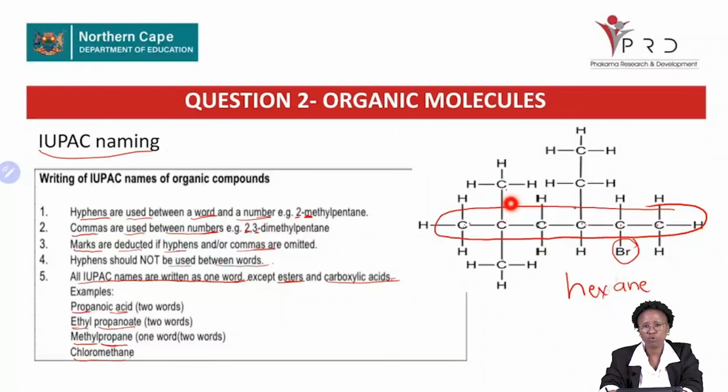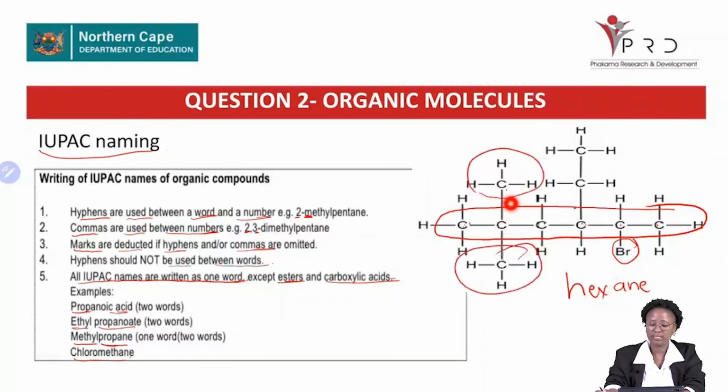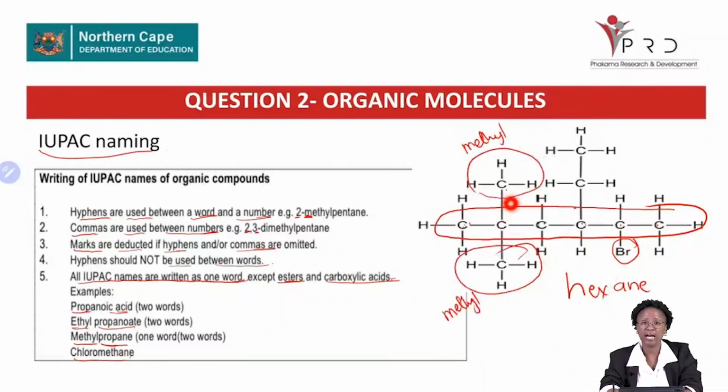Then the next thing that I'm going to do is to identify if I have any substituents around my longest chain. Actually, I do have. I have 1, 2. What is the name of these substituents? I have a methyl over here and another methyl. How do I know it's a methyl? Because 1 carbon is meth. It's a methyl because it has 3 hydrogens.